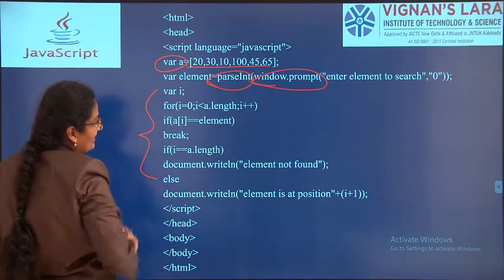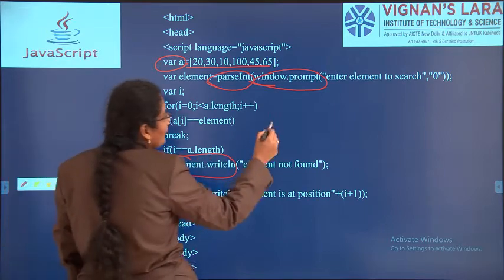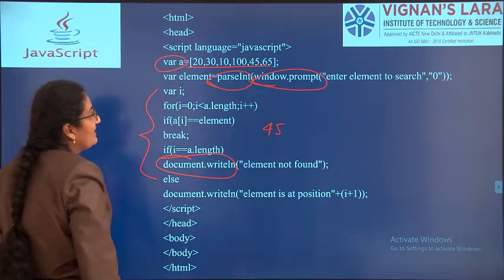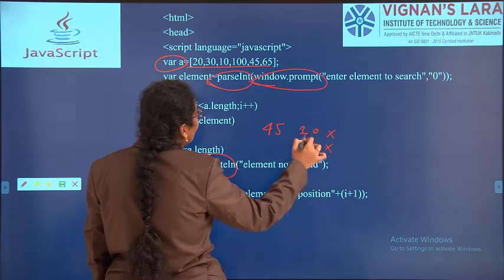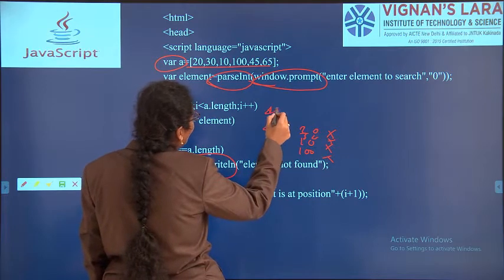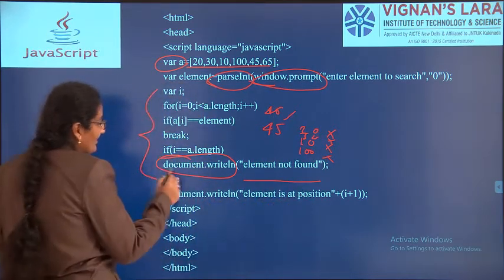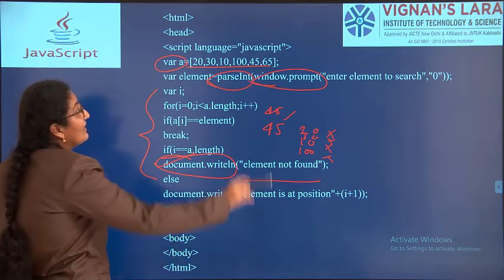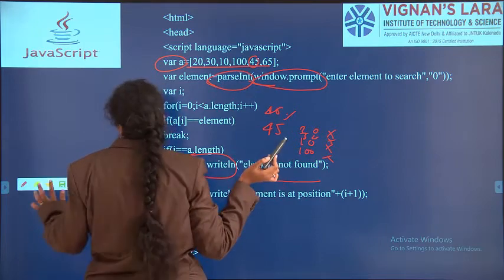Code for performing linear search. Document.write for output. I want to search 45. Since I am doing a linear search, first we compare with 20, no; 10, no; 30, no; 100, false. Finally, when compared with 45, true, then I want to print element found. So for that I am using document.write.